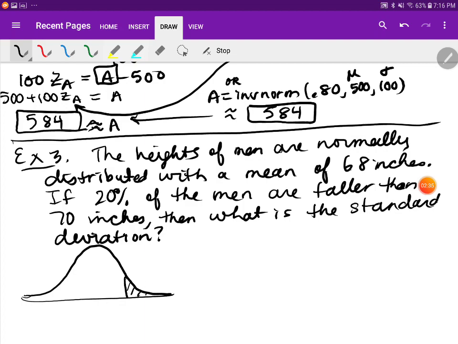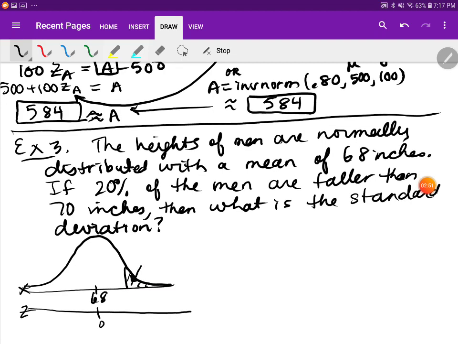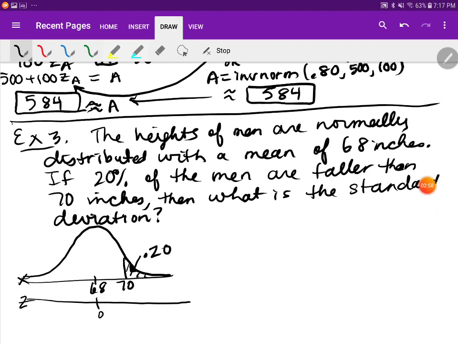20% is higher. We don't know the x mean. We do, 68. The z mean is always 0. And I'd like to know this value, and actually, they gave me that value. They said this is 20%, and they told me that 20% are above 70. So 70 is on your x-axis for your normal distribution curve. Now it's asking for the standard deviation, so we need to know what sigma is.